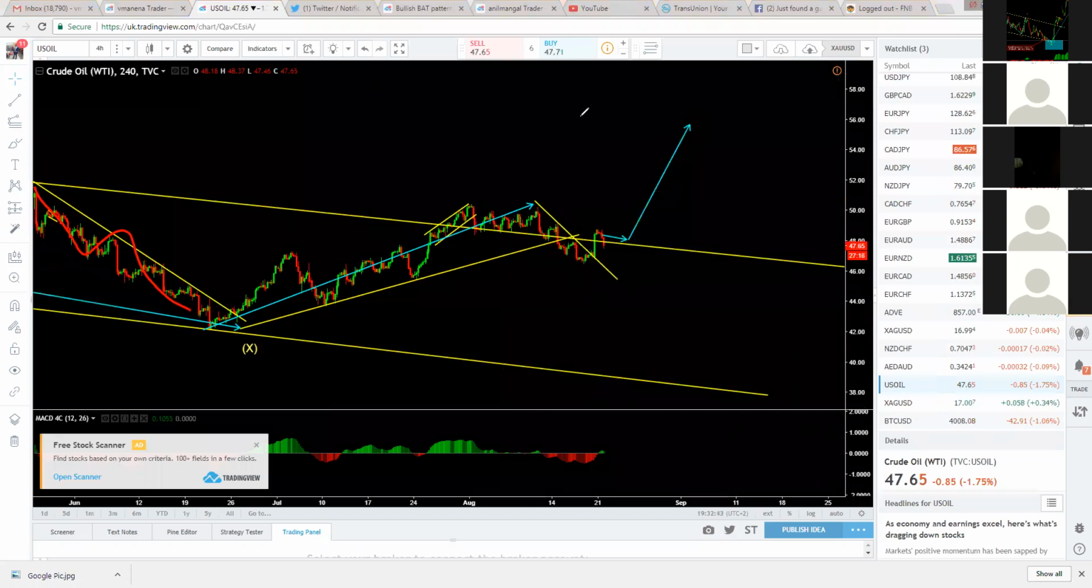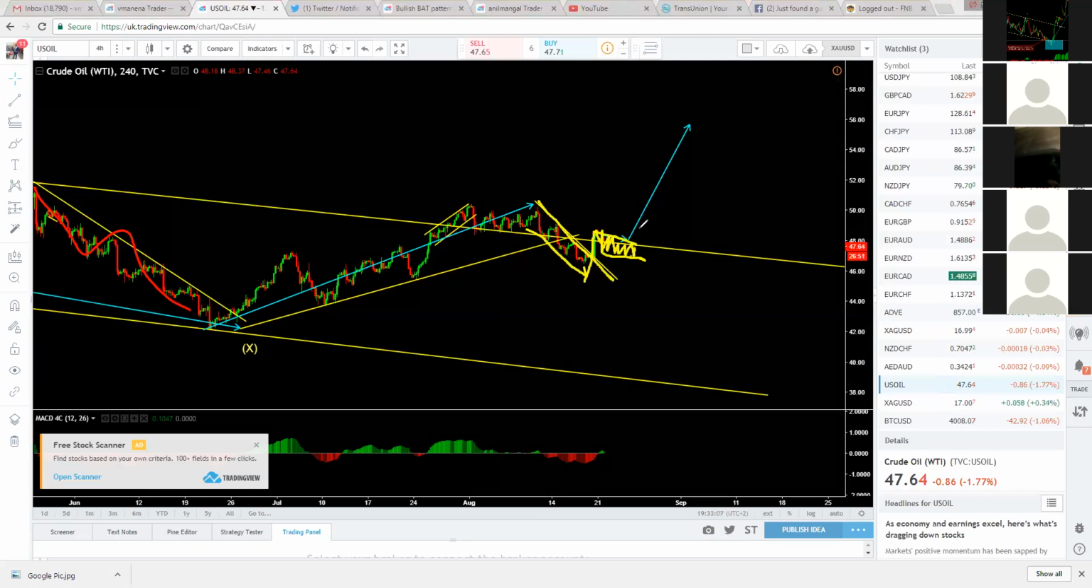Okay, so we've got this. I want to do it with the pen. So this correction that we were having here, this broke out of this correction. So we need to get a correction in the 1 hour time frame. That's why I've got the arrows like that. If we get this, you're going to be buying oil for about another 500 to 600 pips.